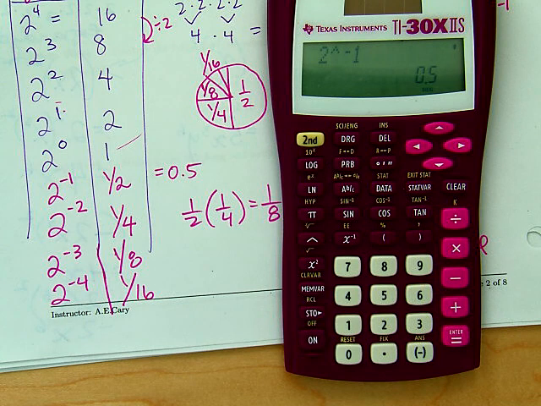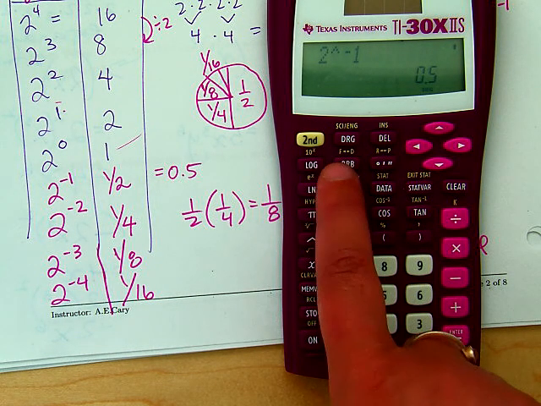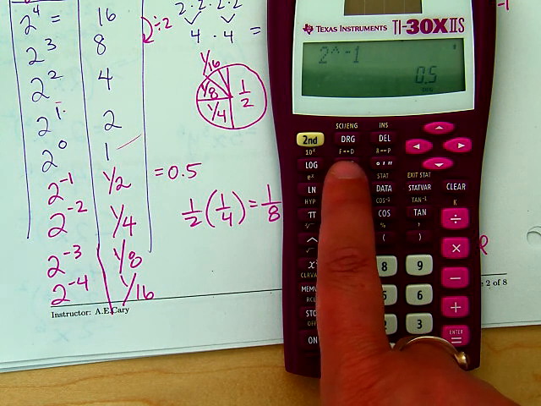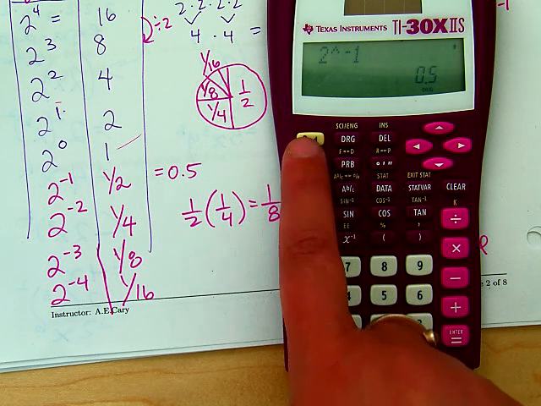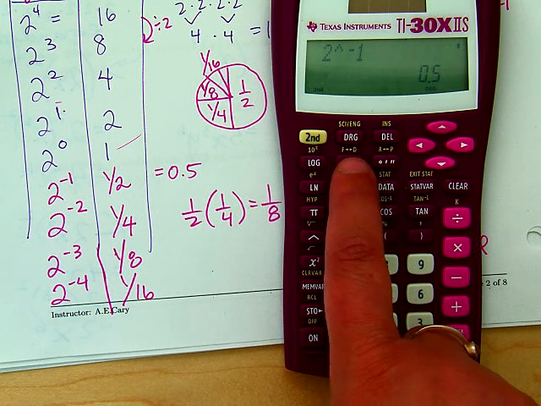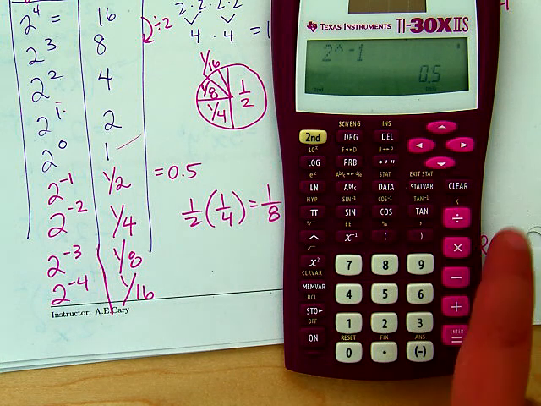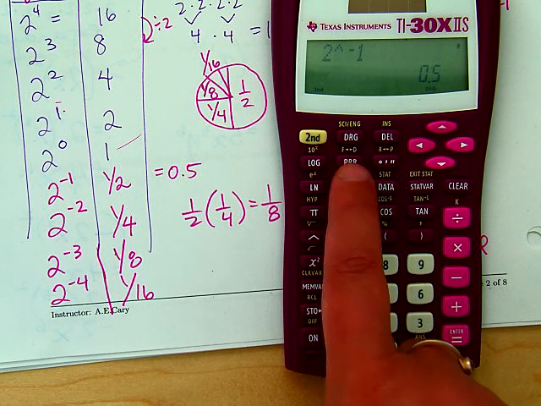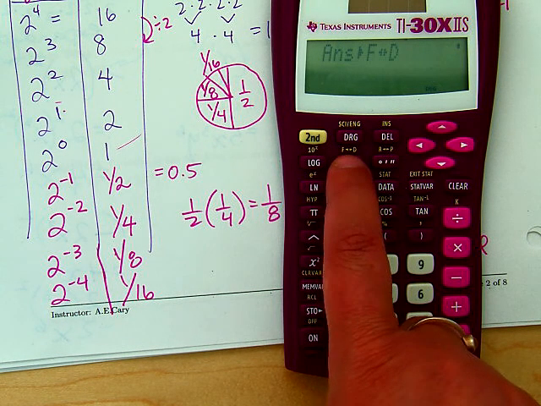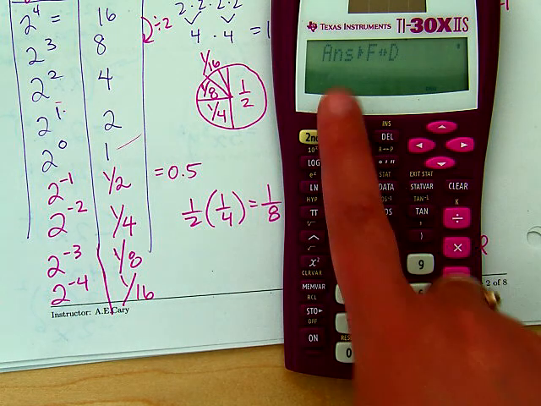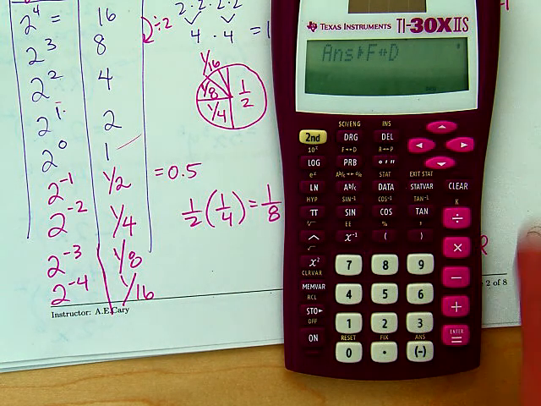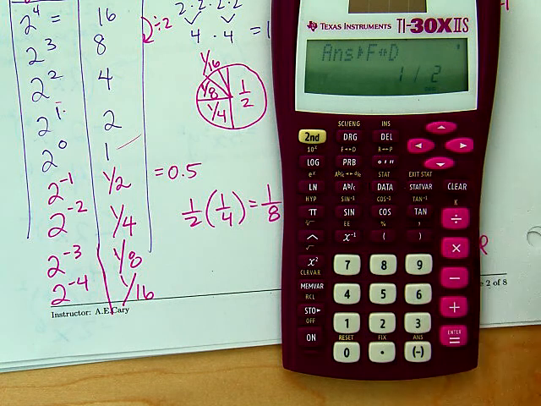Oh, it's a decimal form. By the way, most calculators will change between fractions and decimals. Everything in my calculator in yellow is controlled by the second key. If I do second, F to D, that's going to change the answer from decimal to fraction or back and forth. So now I get 1/2. That's a really cool feature too. That way you're seeing the pattern more.